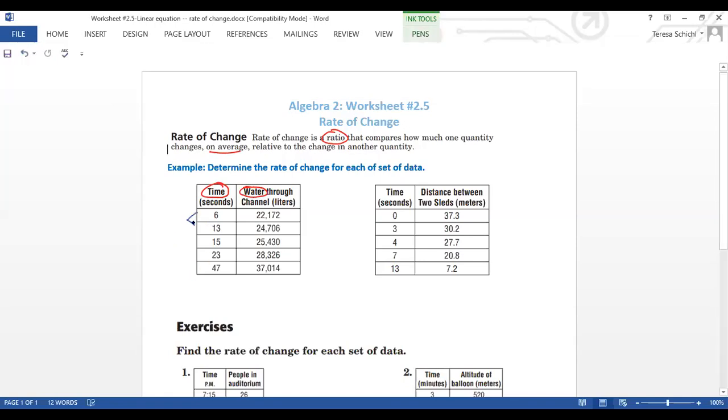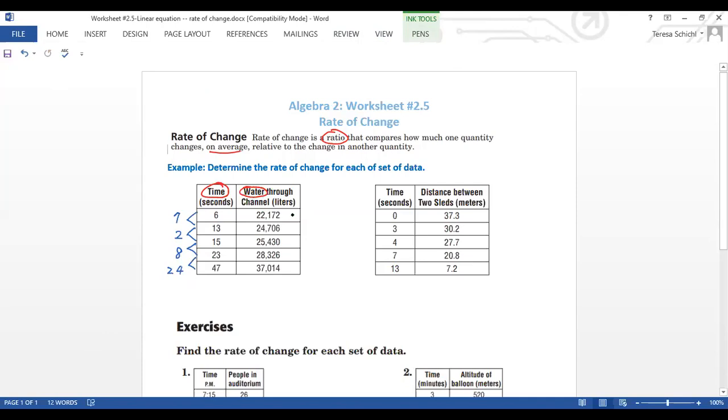From 6 to 13, how much do we change here? We change 7. Then from 13 to 15, how much do we change? We change 2. From 15 to 23, the change is 8. And from 23 to 47, how much is the change? It's 24.